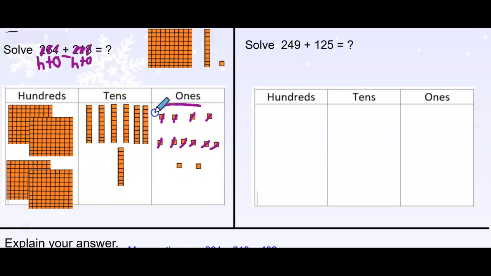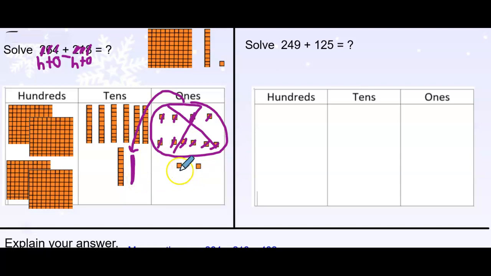So let's circle our 10 ones, cross them out because they are moving. And we can even draw an arrow to show that we are moving 10 ones and turning them into a tens rod. And I'm just going to draw a tens rod here. We have regrouped 10 ones into one tens rod.